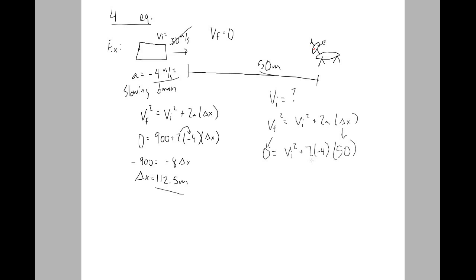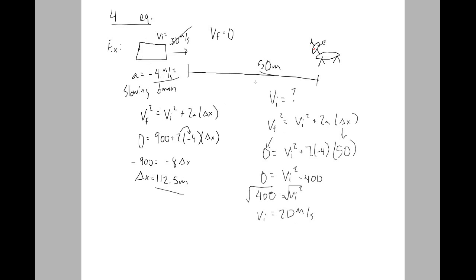So now, 0 equals V initial squared plus -8 times 50. Well, that's going to give me -400. If I add that to the other side, I get 400 equals V initial squared. Square root both sides, and I get an initial velocity of 20 meters per second. So that's the max speed I could be going with those brakes.